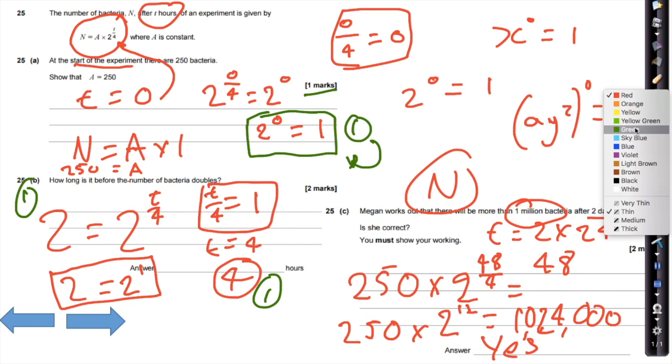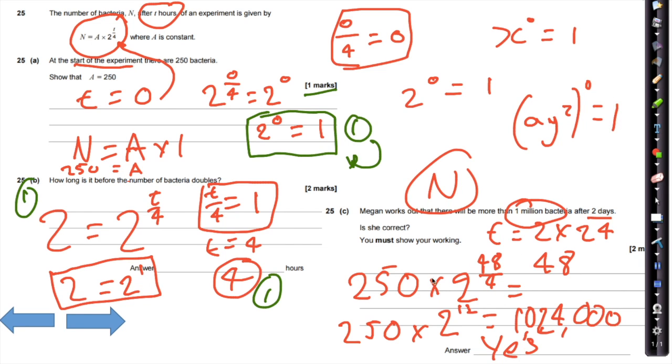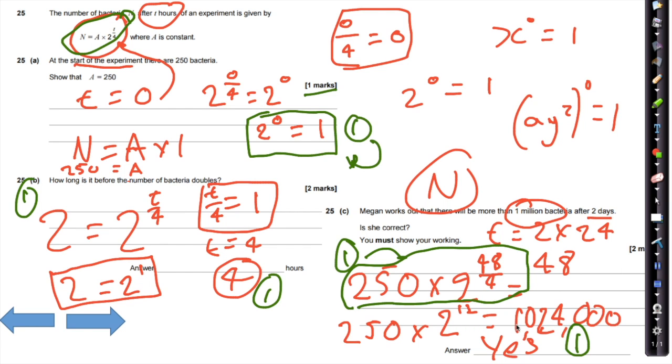This is a 2-mark question. 1 mark is for working out that that's 48, but then you also need to substitute it into this equation. So you need to rewrite your equation that you were given up here with your new t value, 2 times 24, so 48. The final mark is for both 1,024,000 and yes. As it's the last question in the paper, you do need to put both of those things to get the final mark.